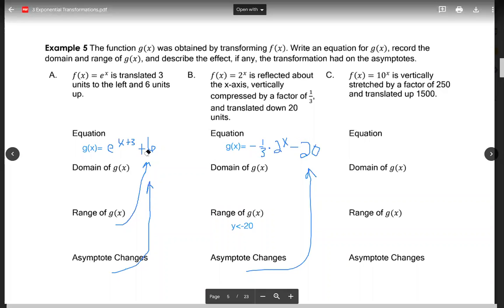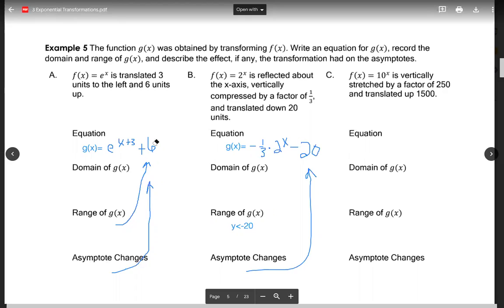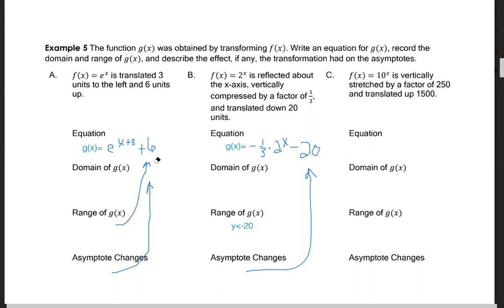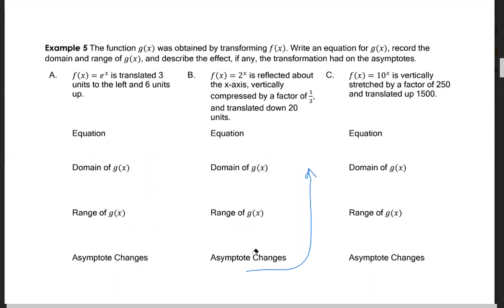Okay, range is all based off of the up and down shifts. Same thing with the asymptote. It's all based off the up and down. If there's not one, it's zero. Okay, it's pretty self-explanatory. Now, I do want to kind of go back over one last thing right here.